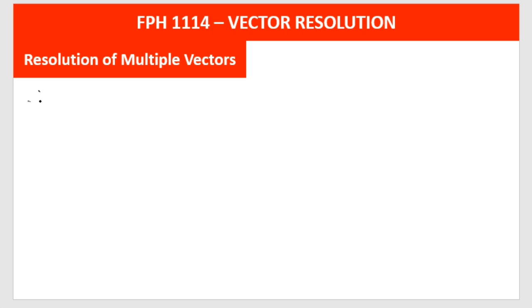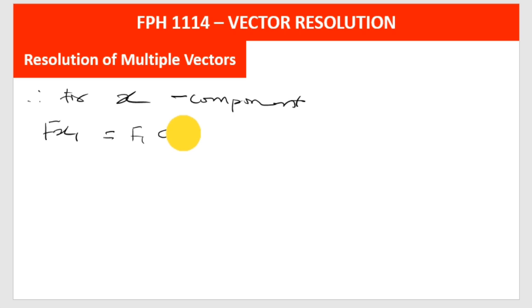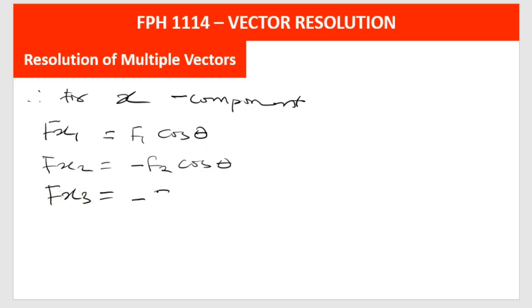Therefore, for x components we have fx1 to be equal to what? f1 cos theta. We have fx2 to be equal to minus f2 cos theta. Then we have fx3 to be equal to minus f3 cos theta. And then we have fx4 to be equal to plus f4 cos theta. So this is what we have now.